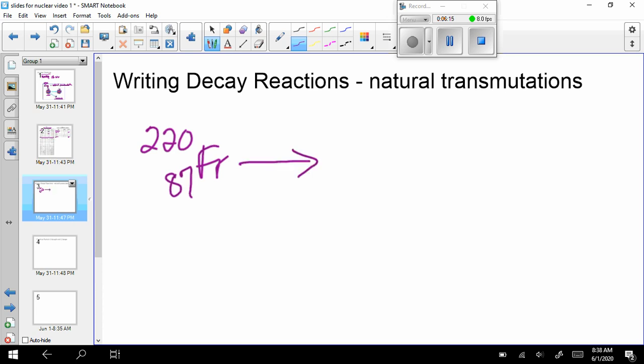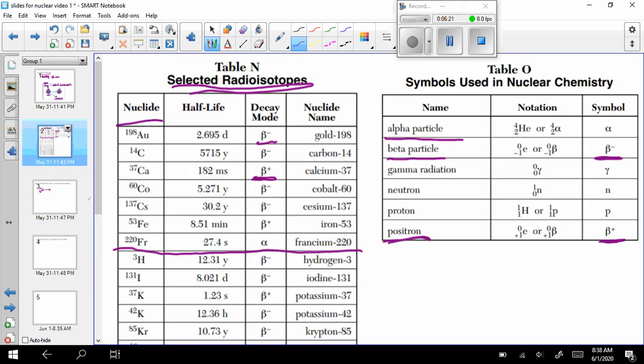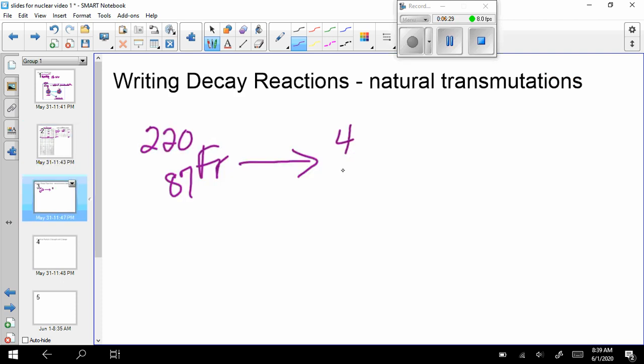Then draw an arrow, because remember, there's only one thing before the arrow in a natural decay. And then look again at what happens to it. It does alpha. Alpha is 4, 2 He. Okay, so I know it's going to have this come out of its nucleus. So what I have to figure out is what does it transmutate into? What does it change into? So 220, 4 plus 216 would equal 220, because I always have to balance everything. So that's what this would be. And 2 and 85 would give me 87.